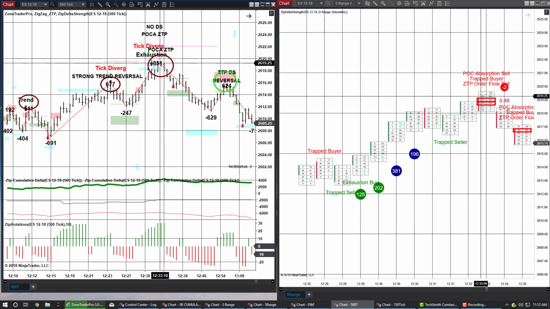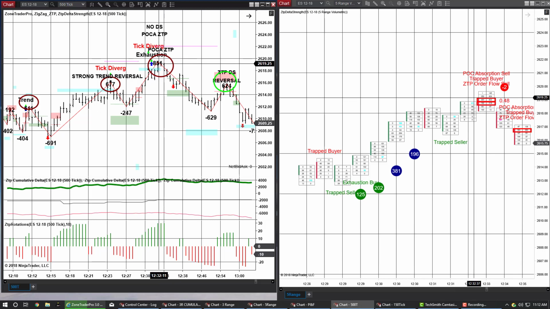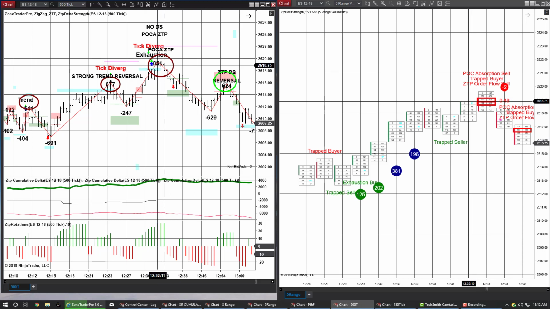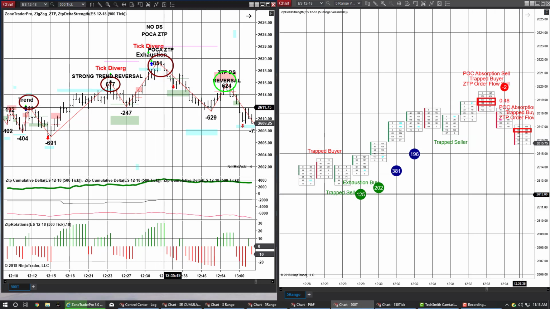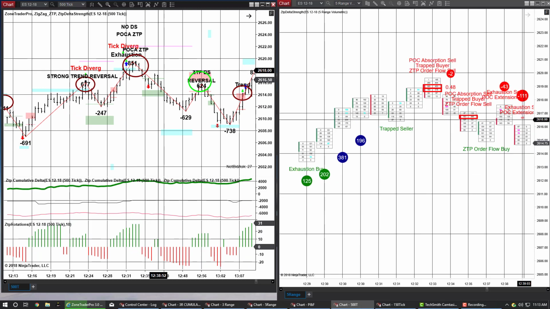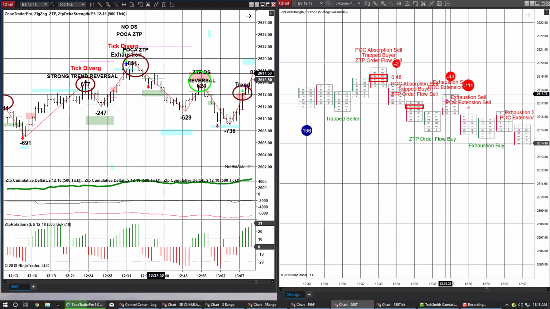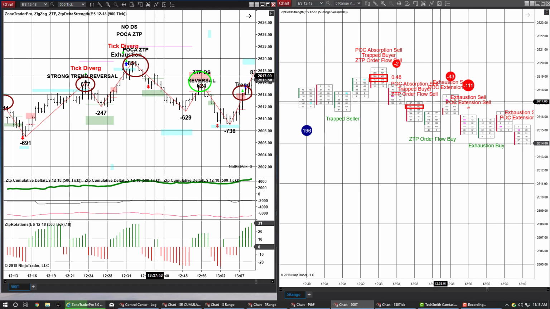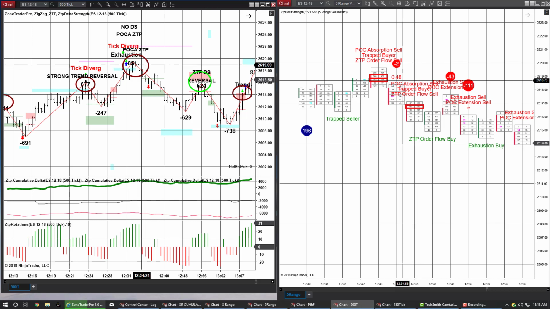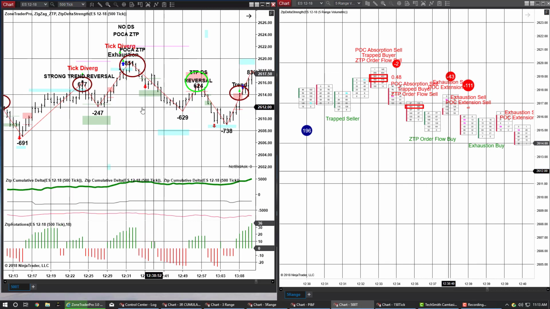You can see that we did have a POC absorption and a ZTP order flow, but we did not have any delta strength, which again was kind of disappointing because we had a very good trade develop out of it. The delta strength did come in along with more order flow here, and it possibly could have been taken from that point. However, it's not according to the rules, so we left that in red.